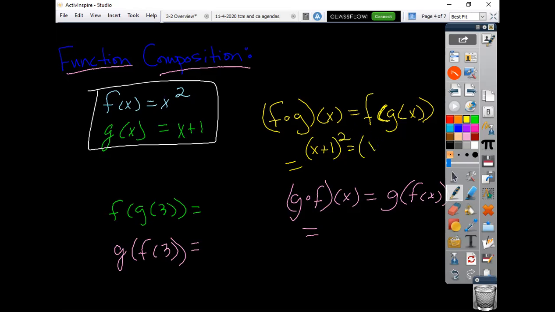This textbook usually wants you to work these out, and then FOIL that out. x times x, x squared, 1x there, 1x there, there's 2 x's. And 1 times 1 is your 1 there.